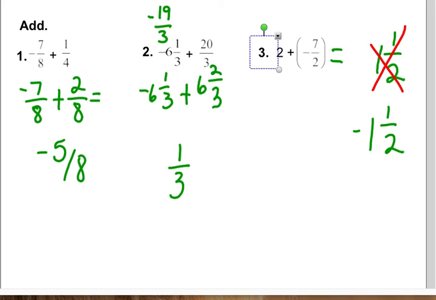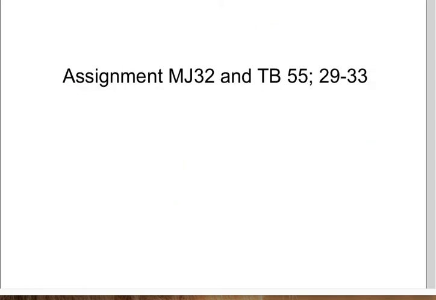Okay. Fist to 5. Where are you at in understanding? We're just adding rational numbers. All right. With that being said, there is your assignment.